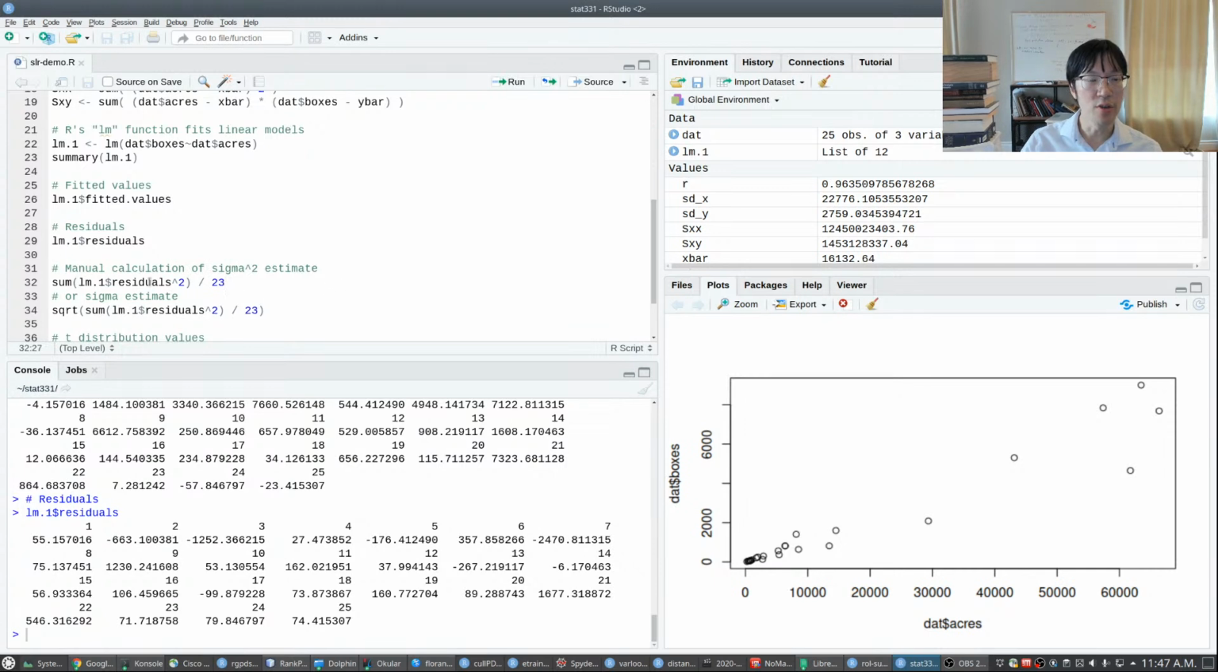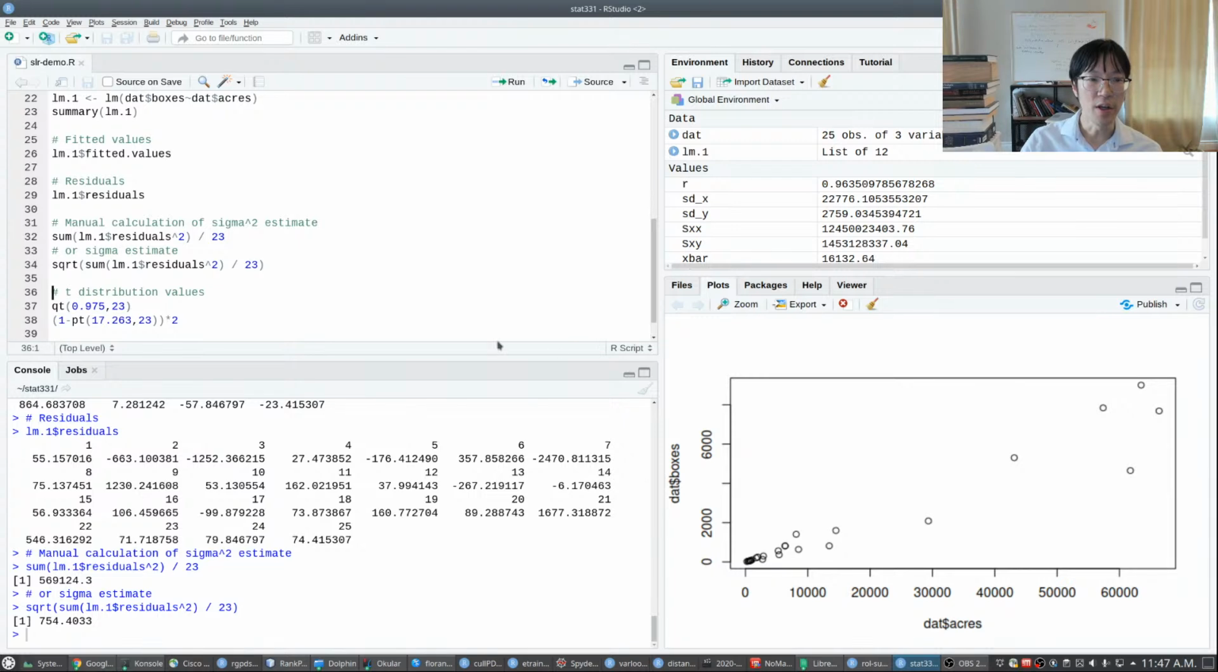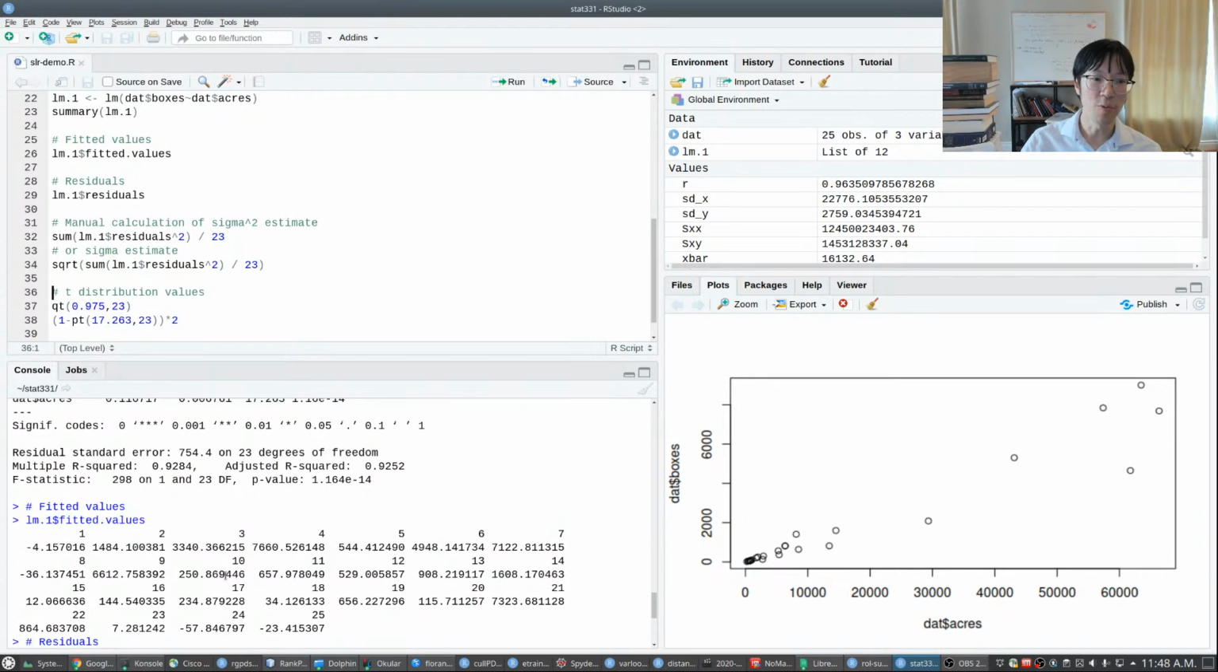Okay, so as mentioned, we can calculate the sum of squares residuals. We can take all the residuals, square them, and sum them up. If I divide that by n minus 2, that's 23, that is our estimate of sigma squared. I take the square root of that, and that's the estimate of sigma, 754.4, which is exactly what R gives you here in this output as the residual standard error. So this is sigma hat.